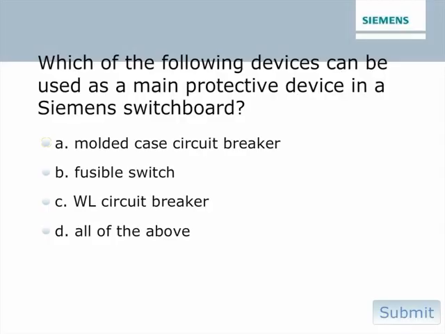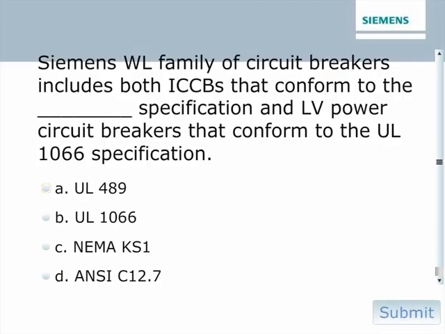Question 12. Which of the following devices can be used as a main protective device in a Siemens switchboard? Is it A, multicase circuit breaker, B, fusible switch, C, WL circuit breaker, or D, all of the above?